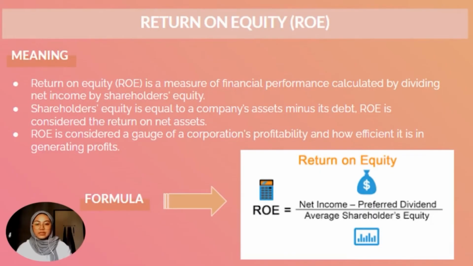Return on equity. What is the meaning of return on equity? Return on equity is a measure of financial performance calculated by dividing net income by shareholders' equity. Shareholders' equity is equal to a company's assets minus its debt. Return on equity is considered the return on net assets. It is considered a gauge of a corporation's profitability and how efficient it is in generating profit. So the formula for return on equity is net income minus preferred dividend, divided by shareholders' equity.